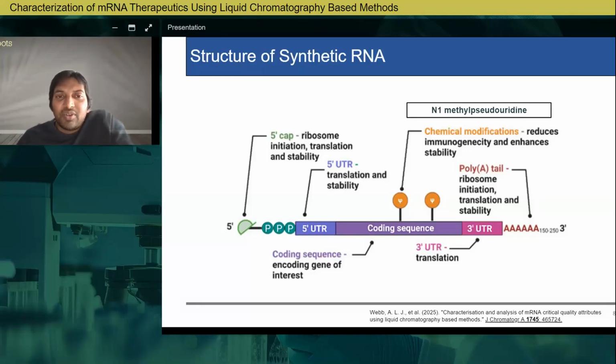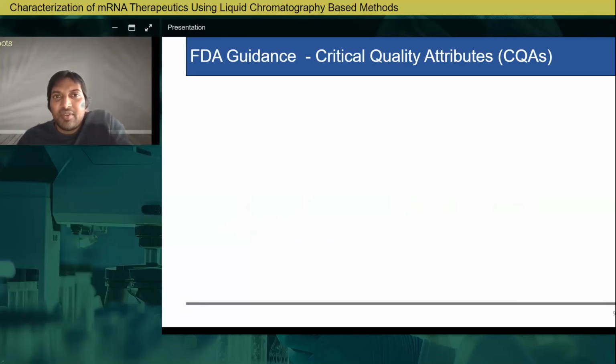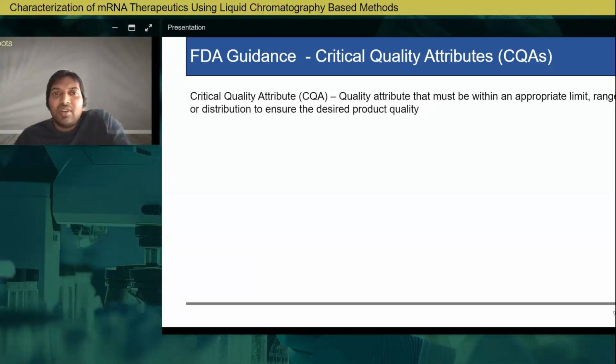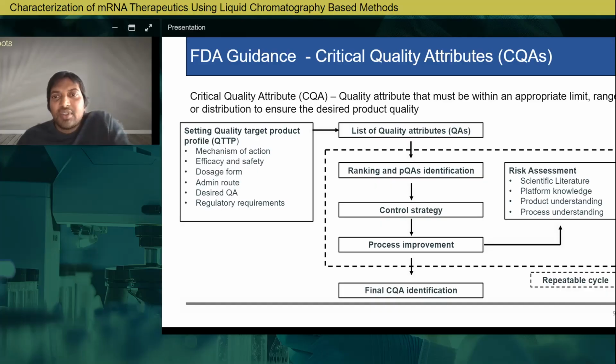I would like to talk about how the FDA guidance for critical quality attributes is defined. A critical quality attribute can be defined as a quality attribute that must be within an appropriate range, limit, and distribution to ensure that the product quality is defined. To define any of these critical quality attributes, we have a process. Initially, we set up a quality target product profile, which we call QTPP.